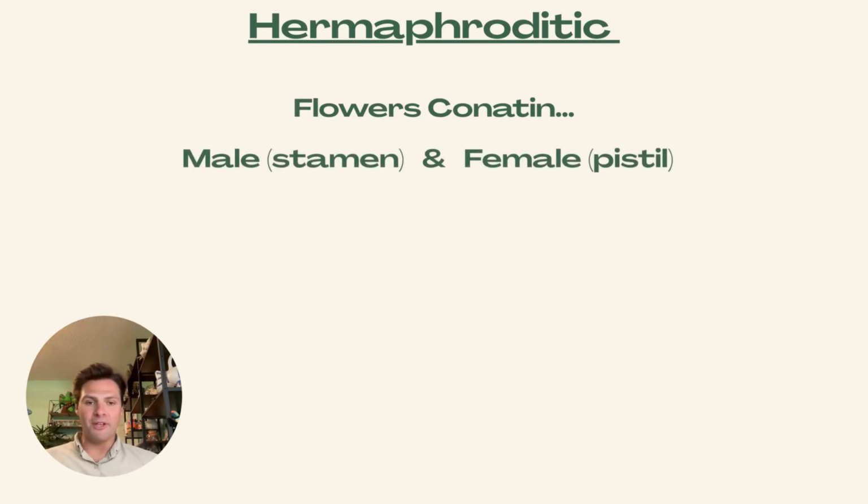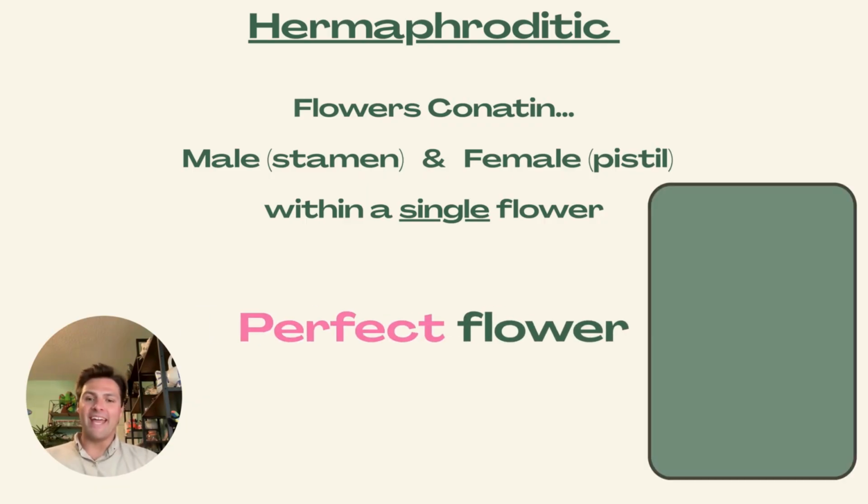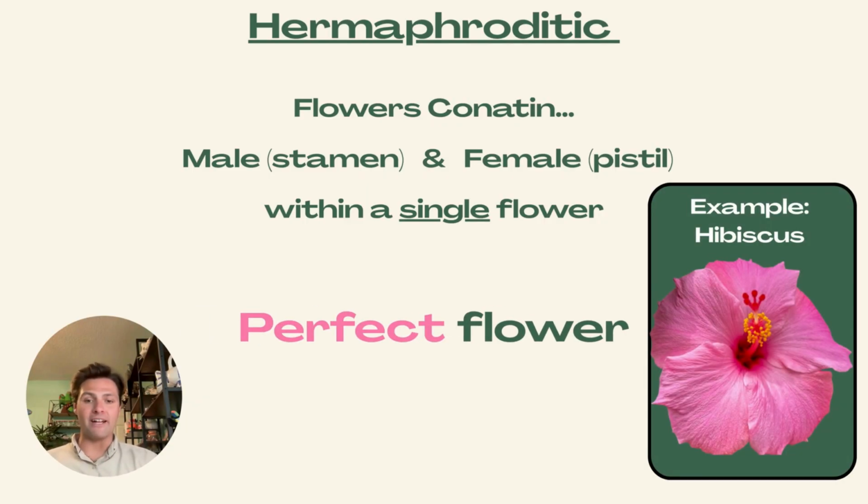First up is hermaphroditic, and these are plants which have flowers that contain both the male stamen and female pistil reproductive parts within the single flower, or simply known as a perfect flower. A great example of a hermaphroditic plant is hibiscus.